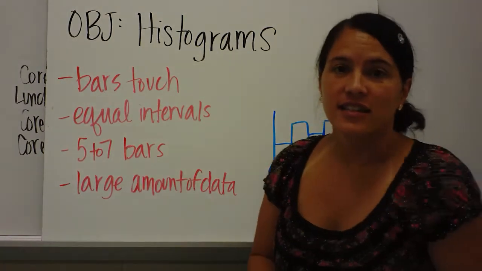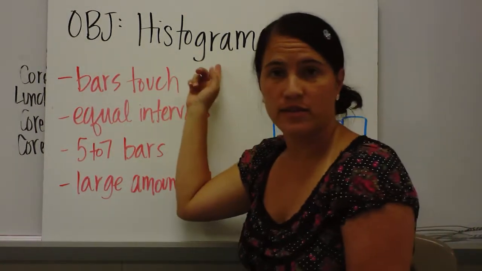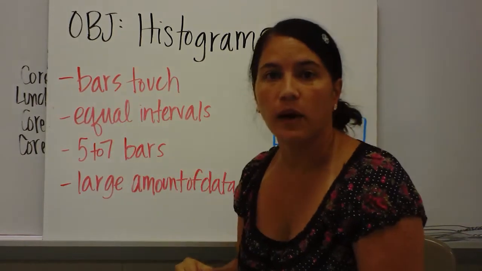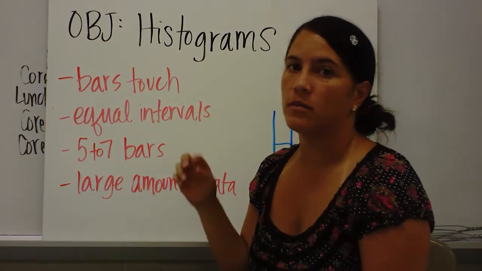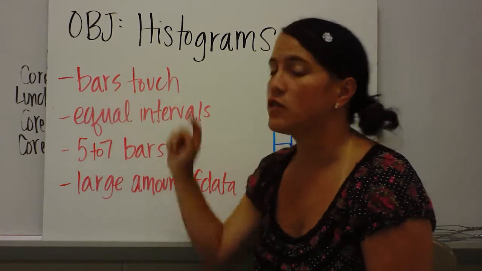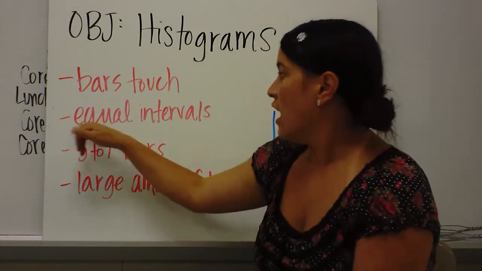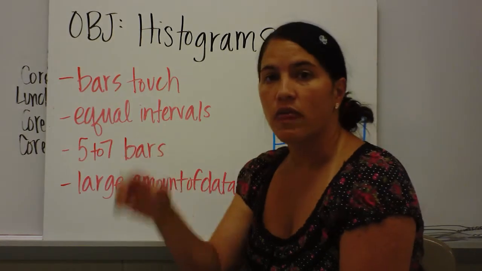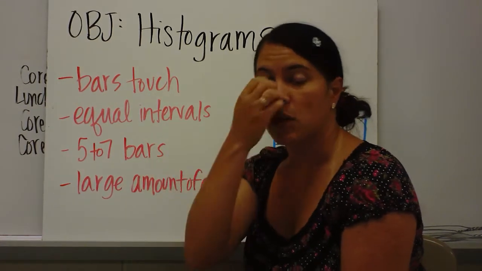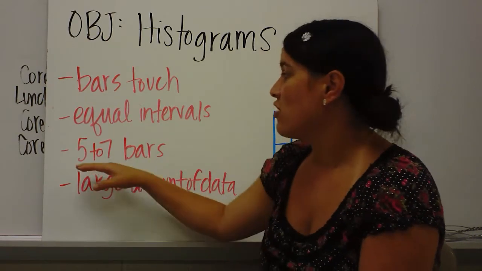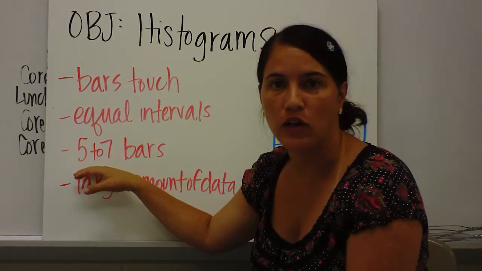So today's lesson is about histograms. Histograms are a type of bar graph with a few differences. For example, the bars touch. On a histogram, all of the bars touch each other. The intervals are equal. So on the bottom, instead of it just representing one characteristic, it's going to be an interval. You always want to have 5 to 7 bars on your histogram.